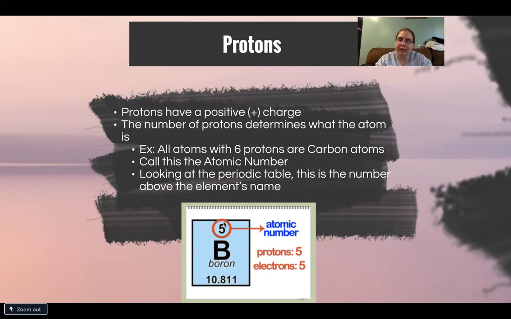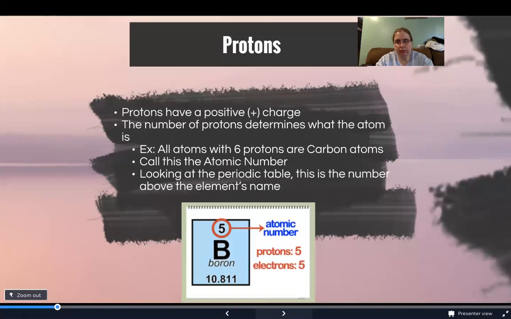It tells me that there are 5 protons in boron. Now, sometimes that can also be the number of electrons or neutrons. Not always, though, and we'll get to those cases later. But this atomic number tells us the number of protons. So as long as you have a periodic table and I ask you how many protons a particular element has, you should always be able to tell me.